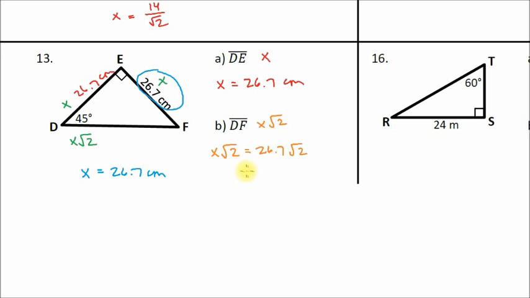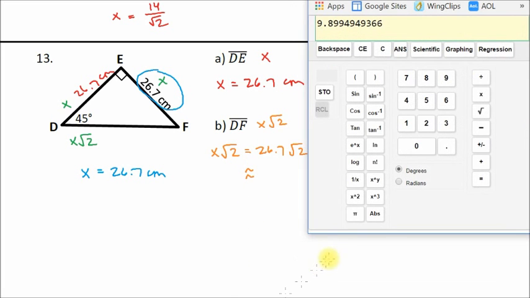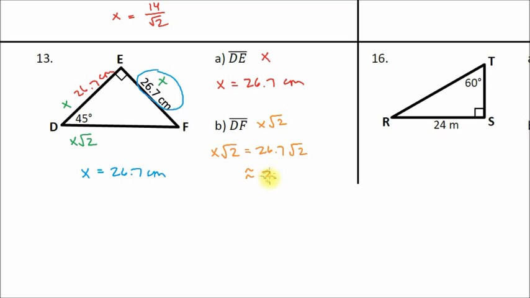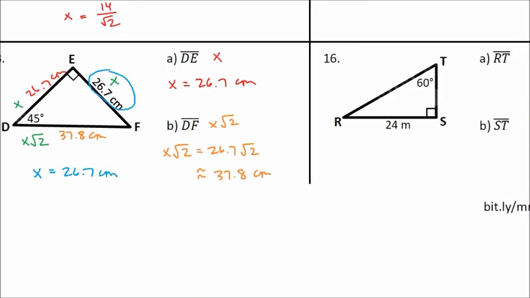26.7 times the square root of 2. And that's going to be approximately, let's see, 26.7 times the square root of 2. And that's equal to 37.75 or 37.8 if we round to one decimal. So approximately 37.8 centimeters. And let's go ahead and label that here, 37.8 centimeters. That makes sense. The hypotenuse is longer than the legs. So far, so good. And that's how we're dealing with special triangles.